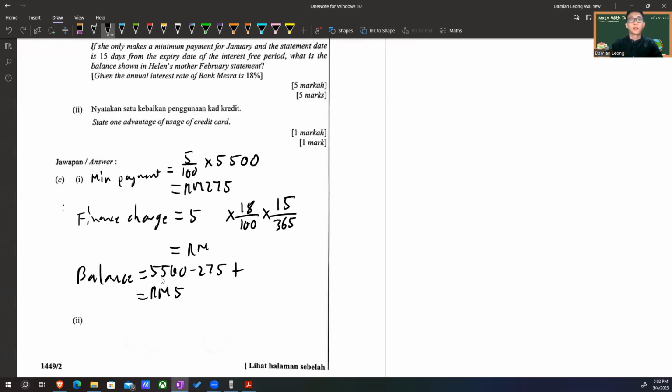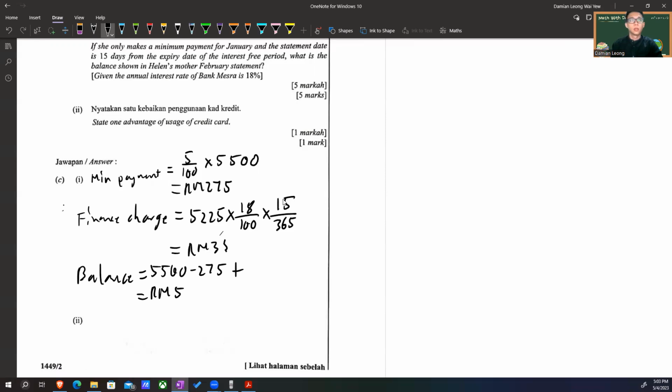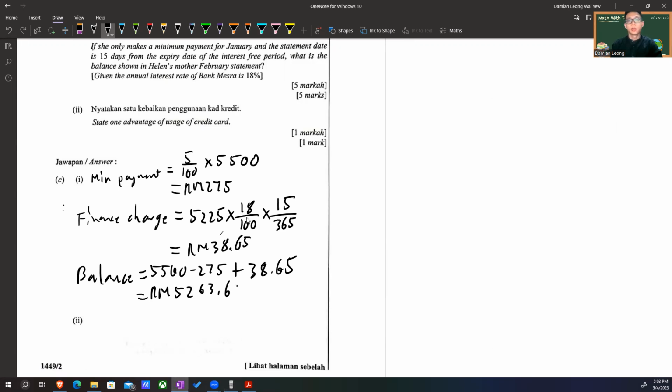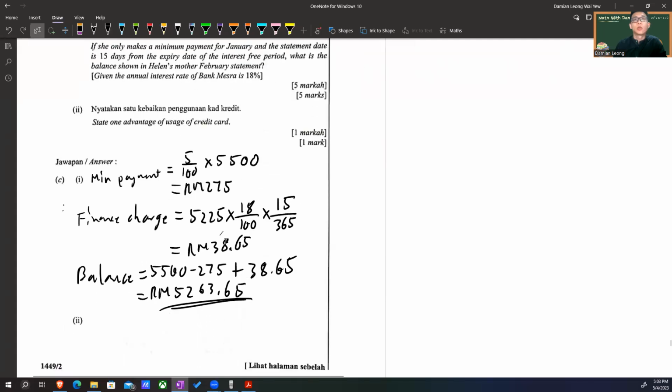Means is 5,500 minus 275. 5225. Yeah, 38 ringgit 65 cents. So the question is a bit weird here. 5263.65. Yeah. By right, it shouldn't be like that. There is also finance charge from the date the transaction is made until the statement date. Yeah. But this question doesn't state that part. Okay.